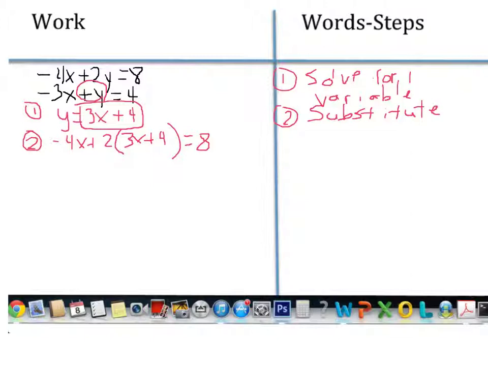And so then now you're going to actually solve this linear equation. And why did we make the substitution? Because now it's down to one variable. We actually can get a value for x that's left in the equation. So we're going to solve.